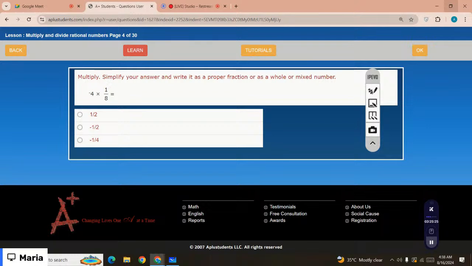Negative 4 times 1 over 8. So which is the correct option? Yes, that is negative 1 over 2. Option number 2 is the correct option.